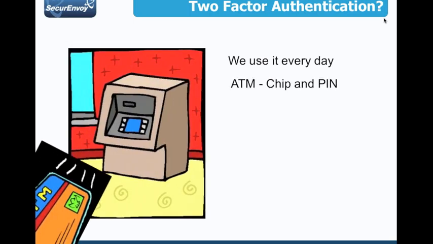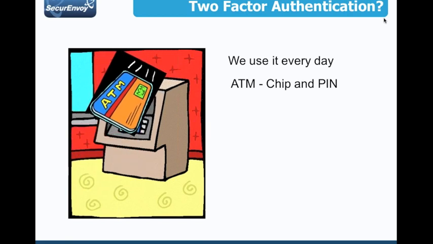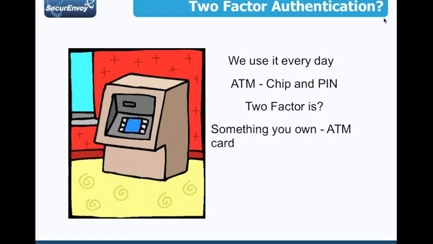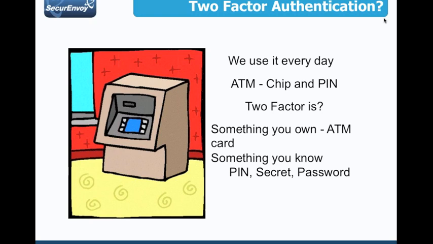So the next stage is, what is two-factor authentication? Two-factor gives you the ability to overcome all the problems we've just seen with passwords. The simplest analogy to walk you through what it is, is when you go to a teller machine or ATM where you do the chip and pin. There's something you own, which is your ATM card, and there's something you know, which is a secret or a password.